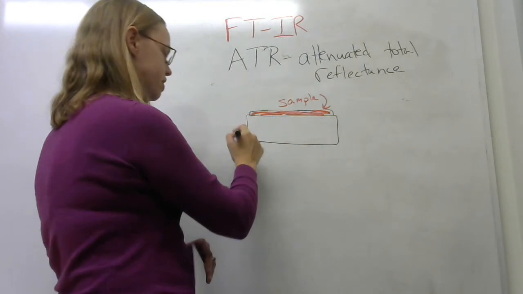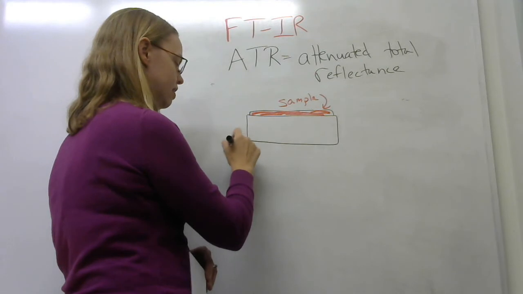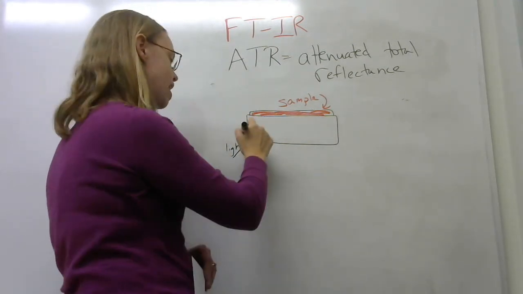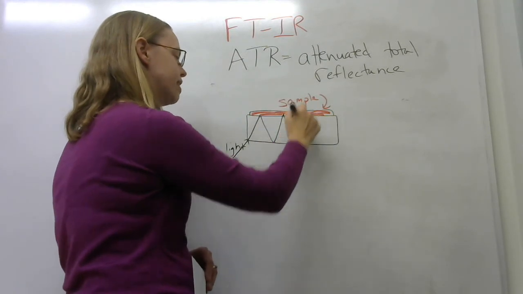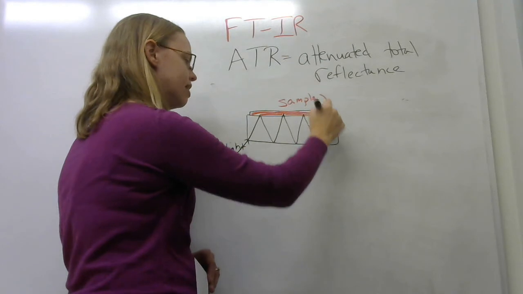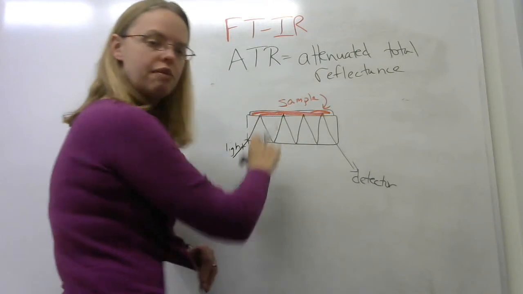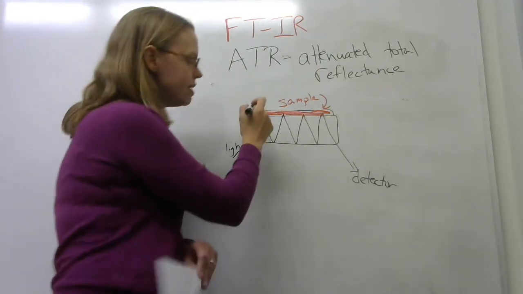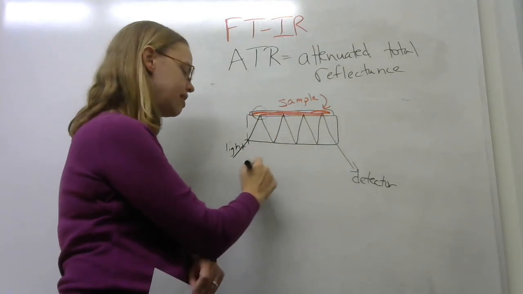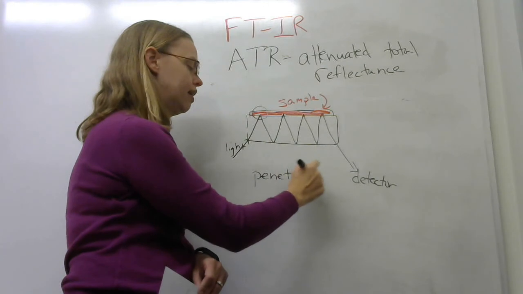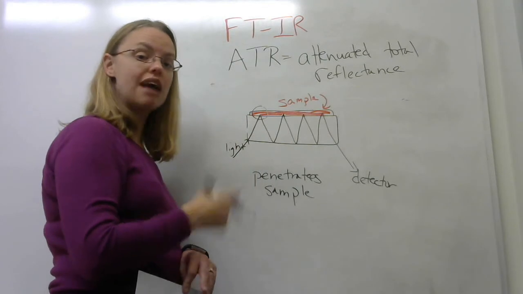And now what they do for this ATR is that they shine the light in. The light's going to come in at some sort of angle such that it's going to bounce and be reflected. So that's the total reflectance kind of thing. And go up and interact with the sample. Now every time it comes up in here, you'll see that it actually penetrates the sample a little bit. So some of the light can be absorbed. It interacts with the sample.